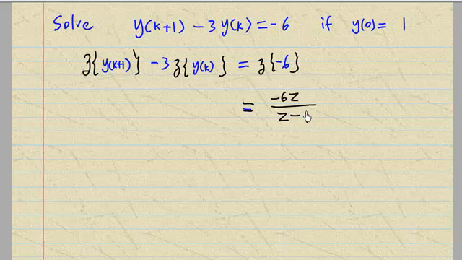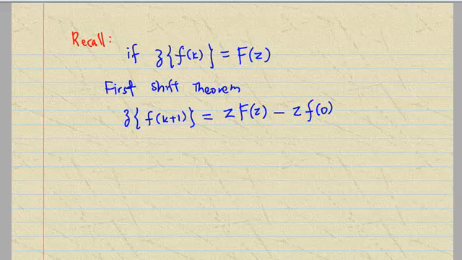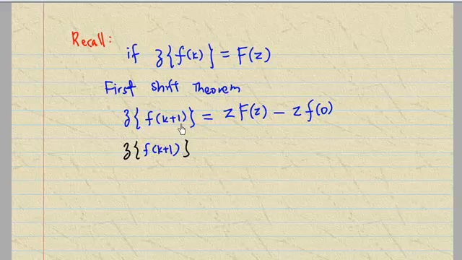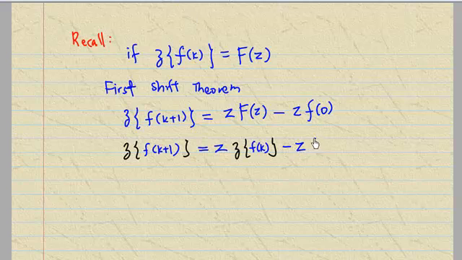Next, we are going to find out what is the Z transform of y of k plus 1. For this, you have to recall the first shift theorem. Recall that if the Z transform of f k is equal to capital F of Z, the first shift theorem says the Z transform of f of k plus 1 equals Z times capital F of Z minus Z times f of 0. That means the Z transform of f k plus 1 is equal to Z times the Z transform of f k minus Z times f of 0.